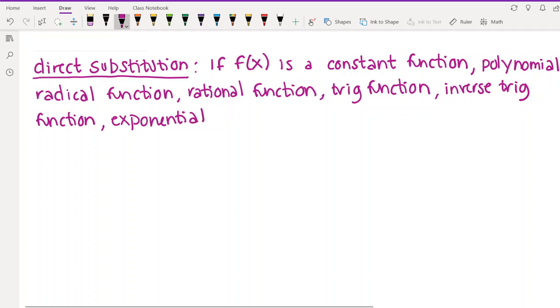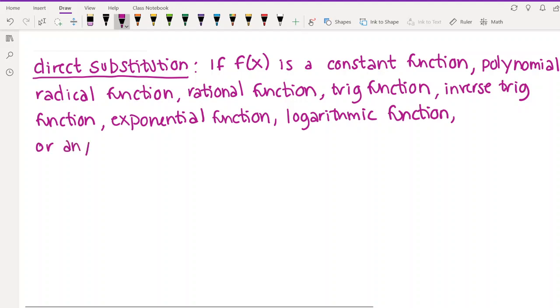Did I spell it right? Exponential, yes, function. Logarithmic function. Or any combination of those. So you could have like e to the x plus sine of x, or square root of x divided by ln of x, things where you're combining these different types of functions.